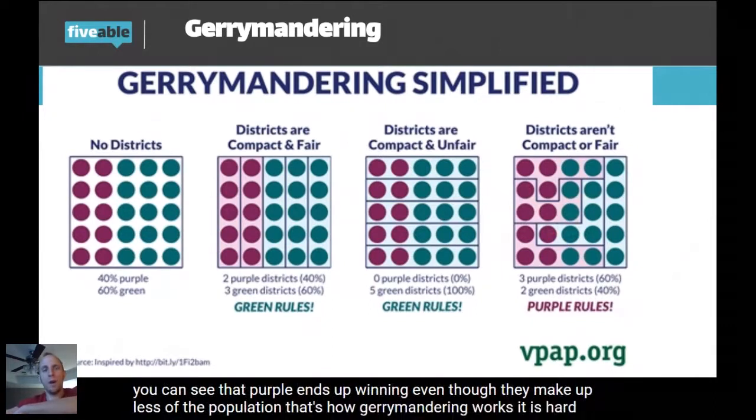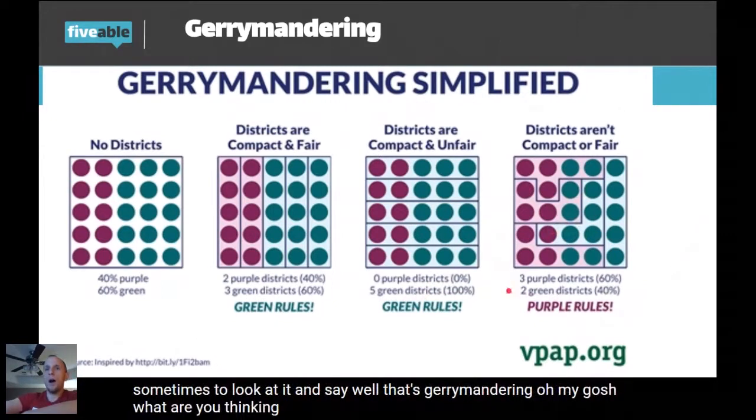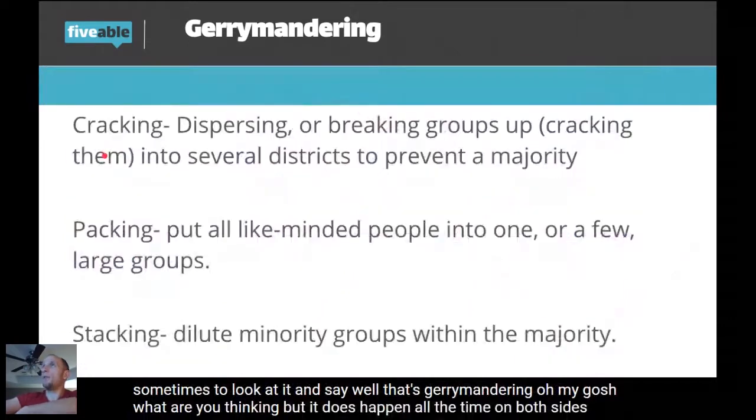That's how gerrymandering works. It is hard sometimes to look at it and say, well, that's gerrymandering. Oh my gosh, what are you thinking? But it does happen all the time on both sides.